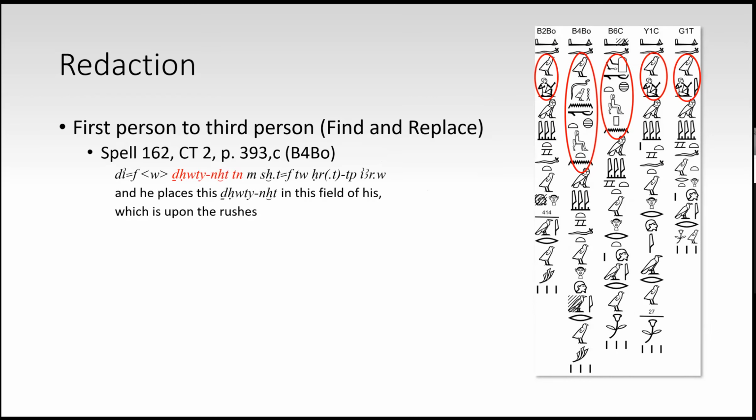So, in this case, the scribe should have replaced the first person dependent pronoun we with the name of the owner. But instead of replacing the entire pronoun, so the quail chick and the seated man, the scribe in B4BO decided to leave the quail chick there, which makes rather limited sense. The scribe really only replaced the seated man sign and did not notice that he should have removed the quail chick as well.